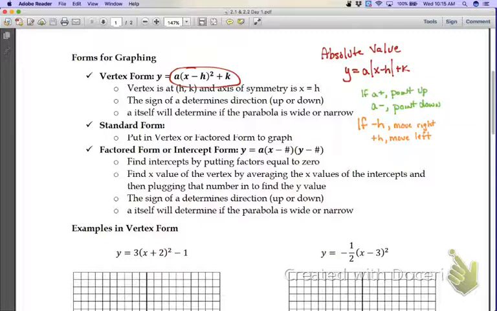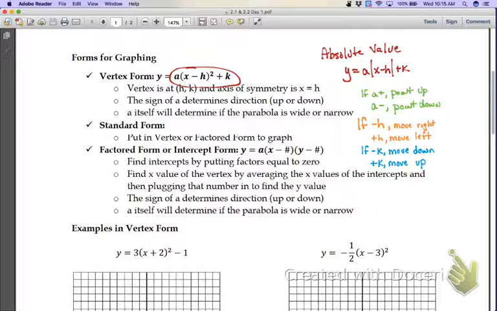And then lastly, if it's a minus k, we move down. Okay, that's where it kind of is what it is. So if it's a minus k and we move down, what are we going to do if it's a plus k? Move up. Very good. Whew. You guys are on it today.